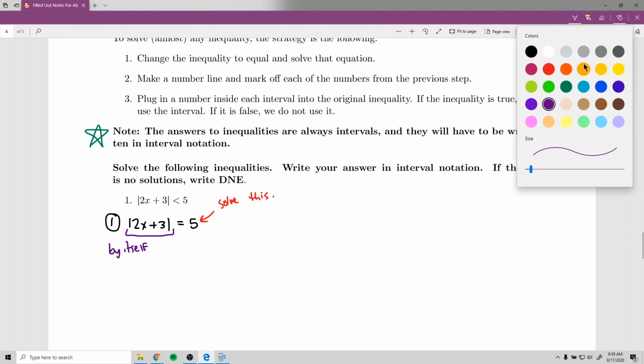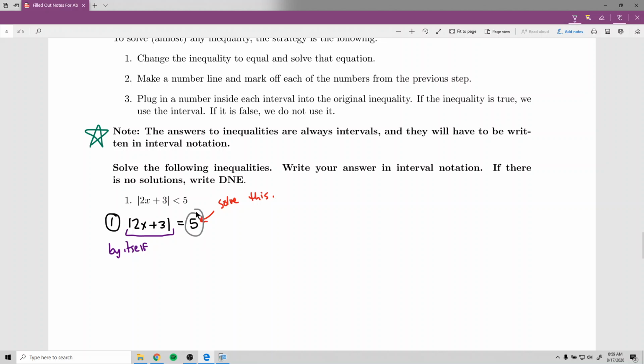And the number is positive, which means we make 2 equations. We have the inside, 2x plus 3 equals 5. And we set the inside equal to the negative number, 2x plus 3 equals negative 5. And solve each one of these.